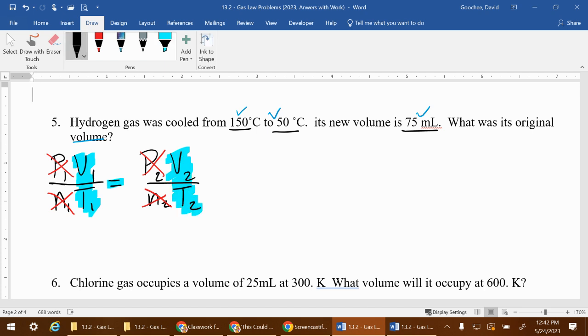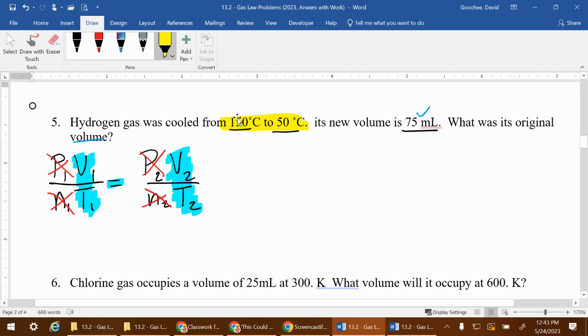All right, now we are going to plug in and get started. But warning, y'all, and I mentioned this in class, you should do a scan of your entire worksheet to identify degrees Celsius, all right? Remember, we cannot use degrees Celsius in these problems. They must be Kelvin.